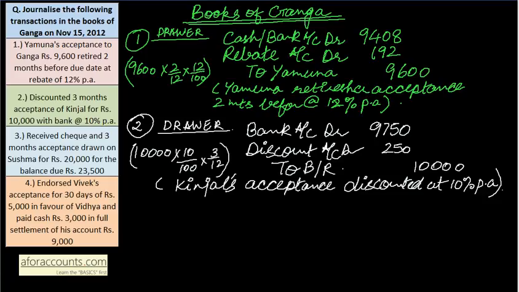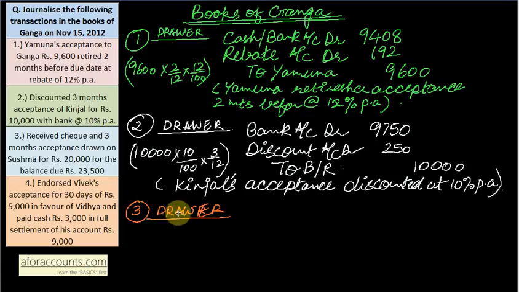Okay. Now the next point, point number 3. Received cheque and 3 months acceptance drawn on Sushma for rupees 20,000 for the balance due 23,500. So we have received cheque for some amount and bills receivable, that is acceptance by Sushma, for the other part. So we'll do the working first. And here also, mind you, we received acceptance, so again Ganga is the drawer.